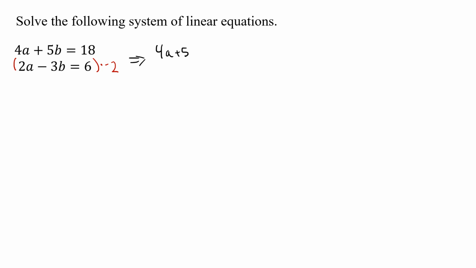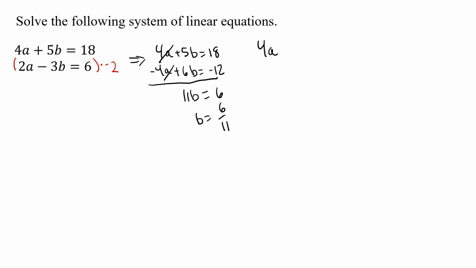I'm going to leave the top equation alone. The bottom, I'm going to get negative 4a plus 6b, and that's going to equal negative 12. So let's eliminate the a's. So I get 11b equals 6, and so b is going to be 6 over 11. So then plug these into the first equation. So I get 4a plus 5 times 6 over 11 should equal 18.